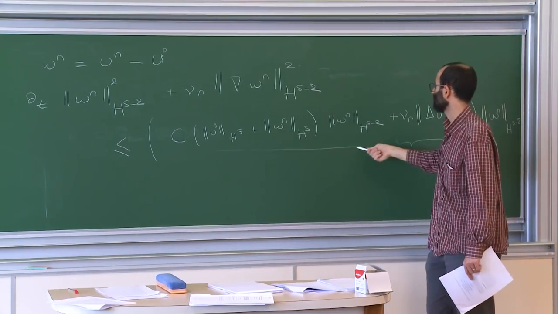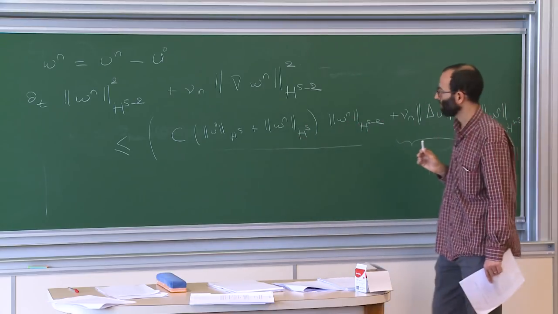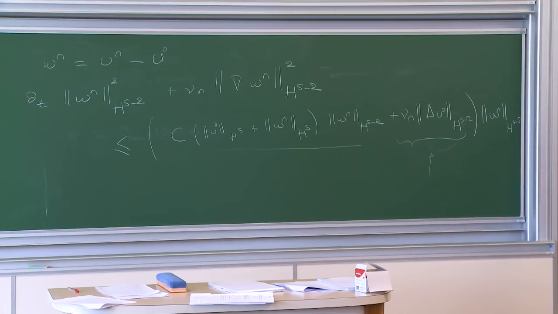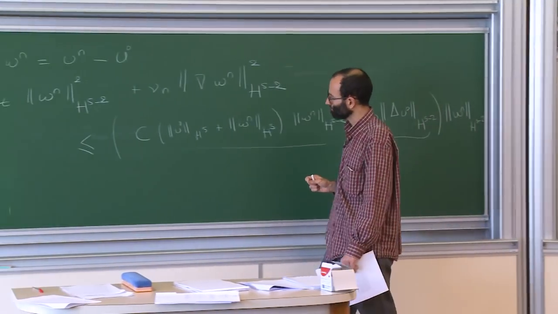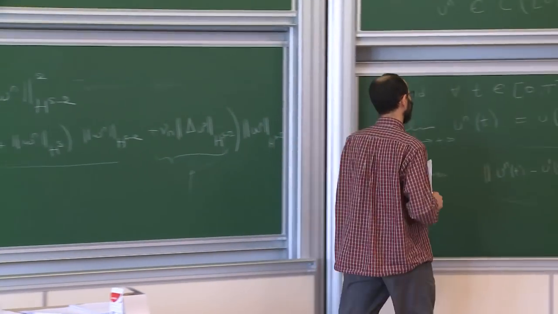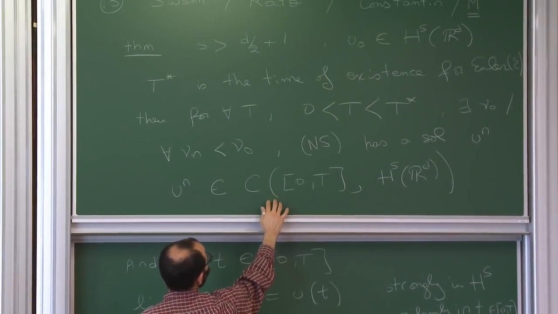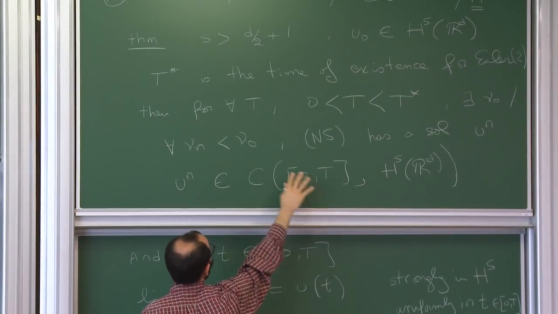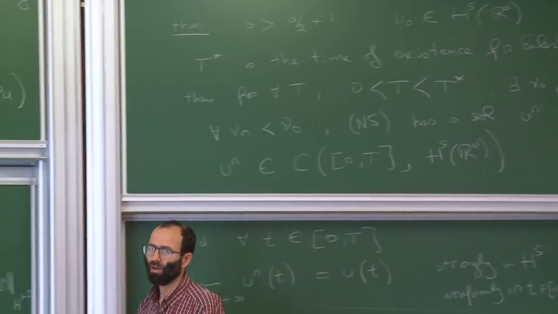Here I'm not going to explain too much, but this is how you deal with the nonlinear term. Some terms disappear, but the nonlinear term you can control by this. So from here, more or less, you can end up with an estimate like that. It's not very difficult. Then what people are able to say, proving this, I'm going to skip it, but it is also not very difficult, is that you can solve the Navier-Stokes on that same time. And you can also solve it uniformly, with bounds which are uniform in n.